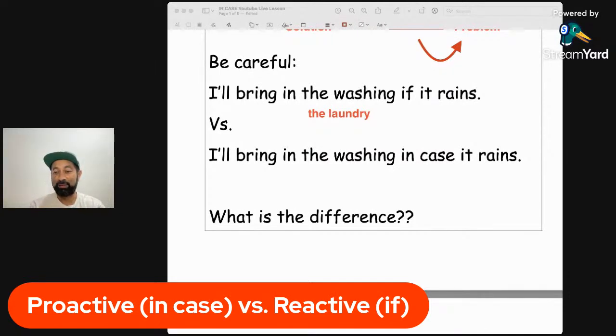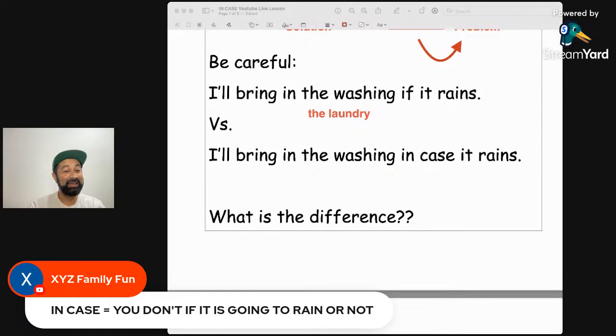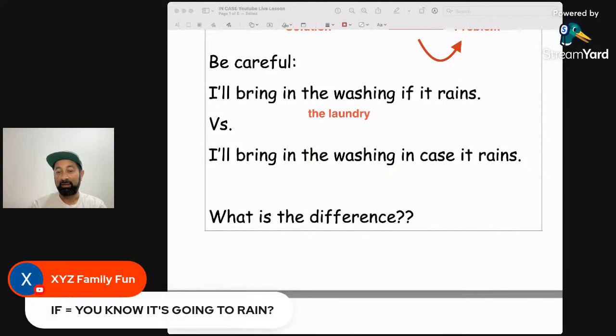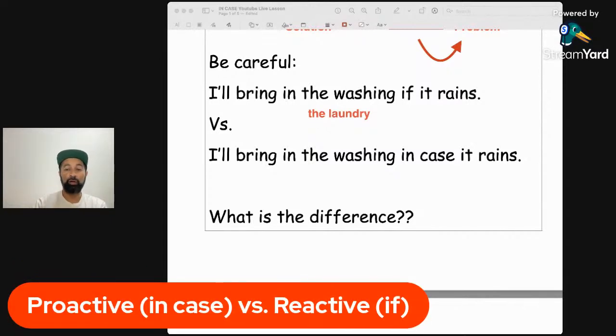So XYZ, you answered here. In case equals you don't know if it is going to rain or not. Maybe you don't know. You don't know if it's going to rain or not. If you know it's going to rain. Yeah, so correct, XYZ. You're almost there. You're almost perfect. So let's look at the second example.